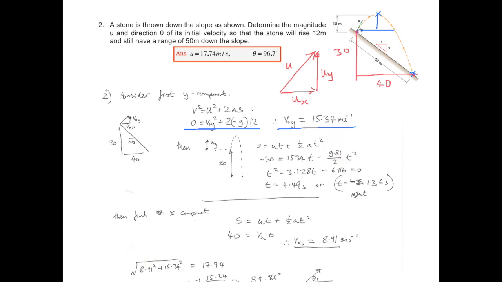We can find the time it takes. So here we say it has to end up at minus 30, starts at an initial speed of 15.4, and it's subject to gravity. So we can find the time to be just under 4.5 seconds. Now from that time, we can then work out how fast it must be going in the x direction for it to cover 40 meters in the same time.